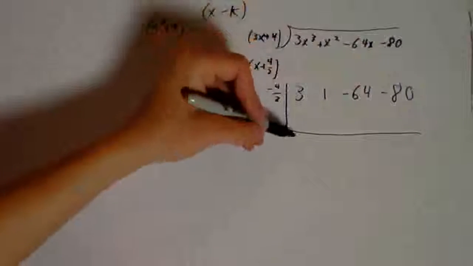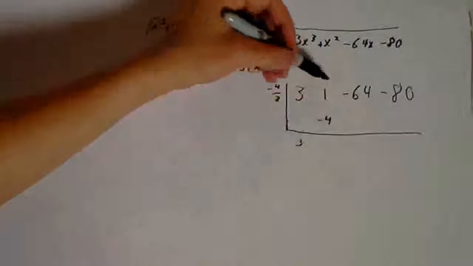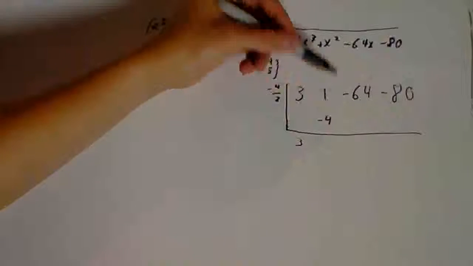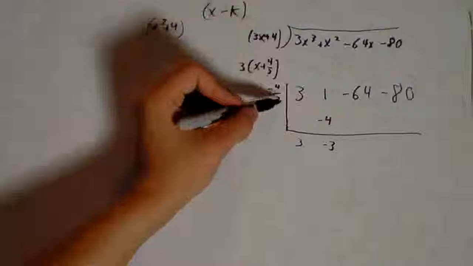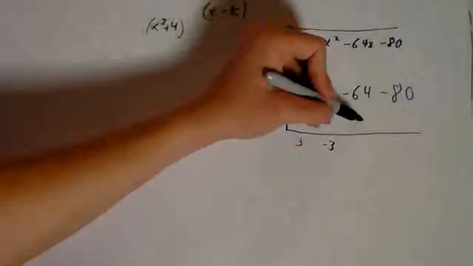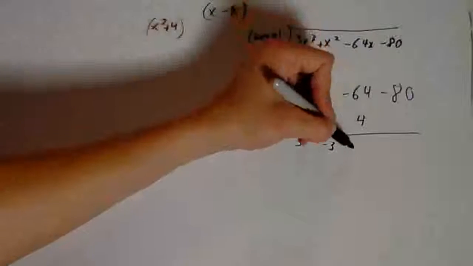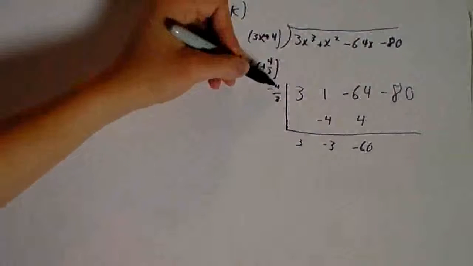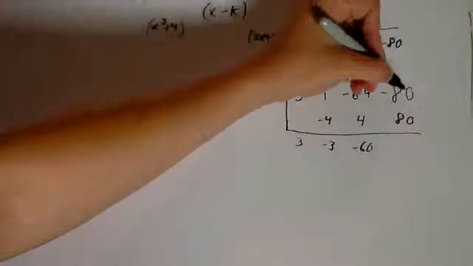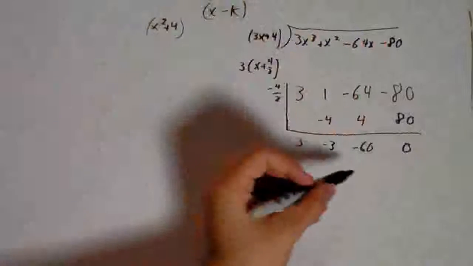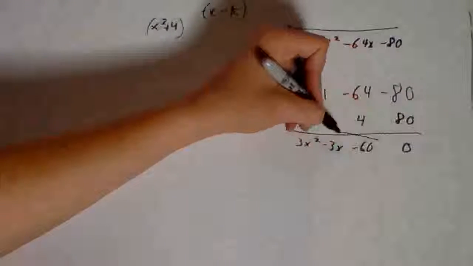Watch. Bring down the 3. Negative 4/3 times 3 is going to be negative 4. 1 minus 4 is going to be negative 3. Negative 4/3 times negative 3 is going to be positive 4. Negative 64 plus 4 is going to be negative 60. Times negative 4/3 is going to be positive 80. Negative 80 plus 80 is 0, and it worked. See, we got 3x squared minus 3x minus 60 as our answer.